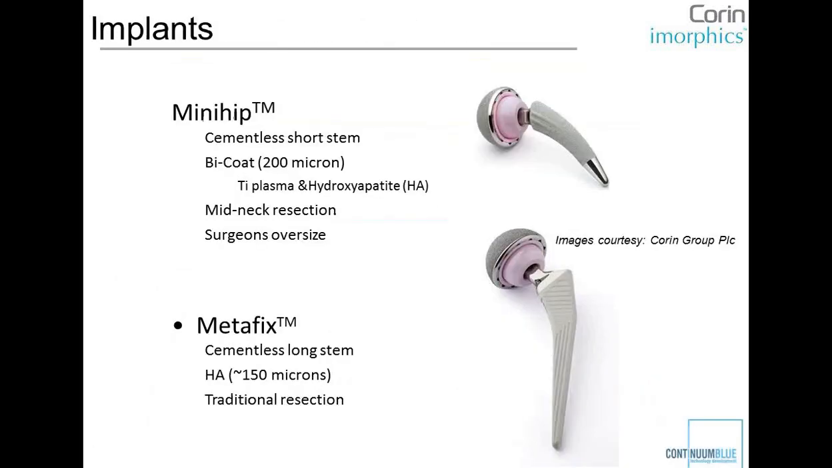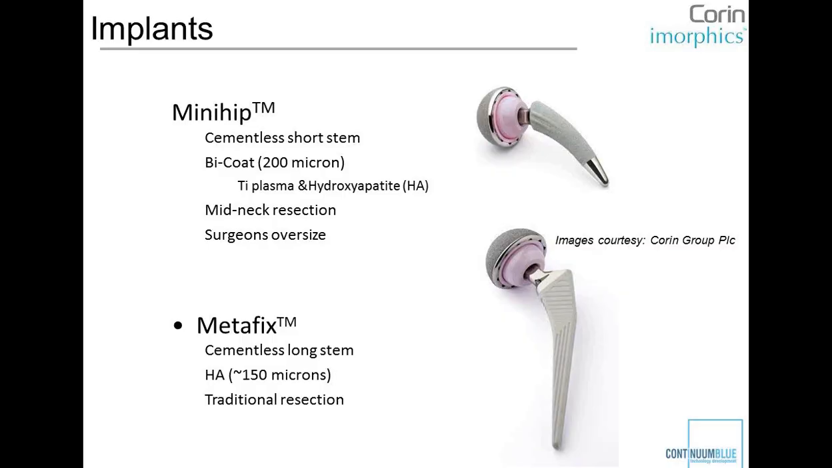Okay. To give you an idea of the implants utilized in this study, we used two types of implants from Corin. One is a mini hip, which is what they call a short stem, as illustrated in the top right-hand image, and the other is a metafix, which is a long stem, so this goes quite far down into your bone, and that's shown in the right-hand lower image.